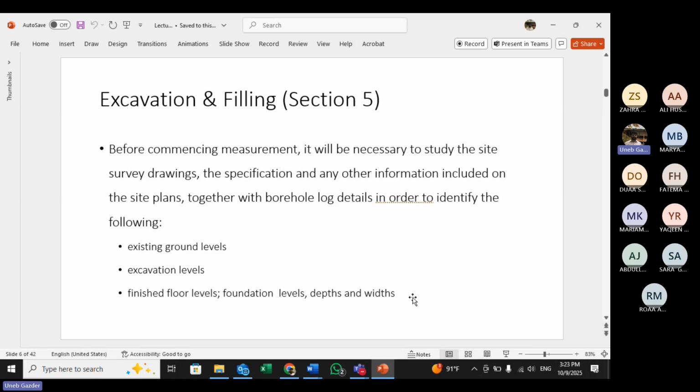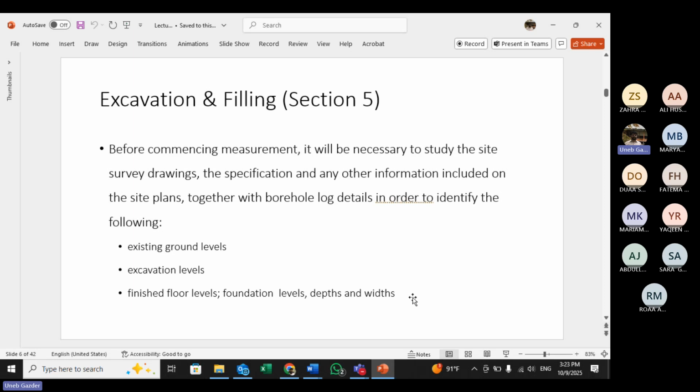And this soil sample can tell you about the existing ground level and the excavation level, the level of the soil at the excavation level. You have not done the excavation yet, but you are taking the soil from maybe 2-3 meters deep. And with the borehole, it will help you find out the existing ground level, the excavation level, the finished floor level, and the foundation level, depth and width.